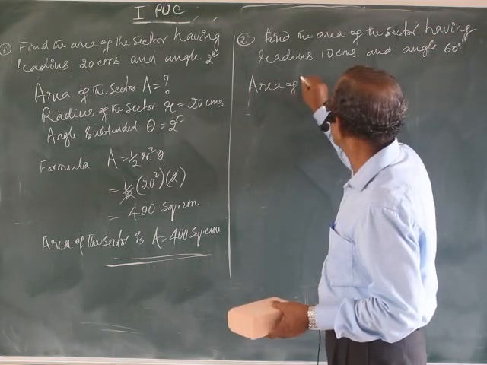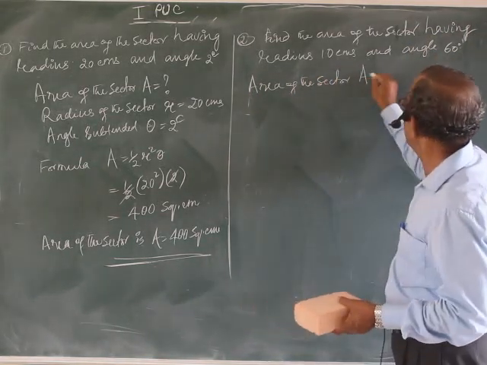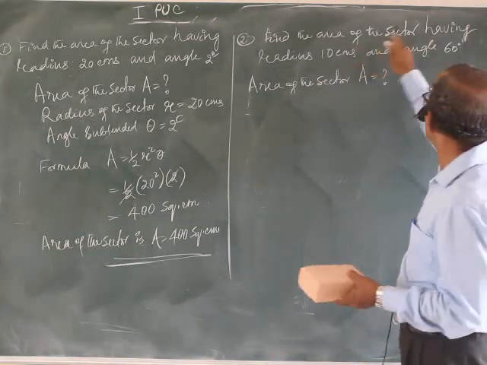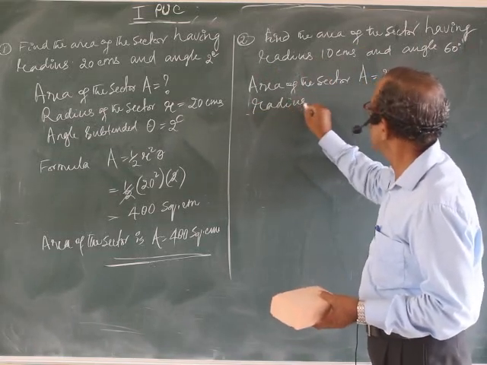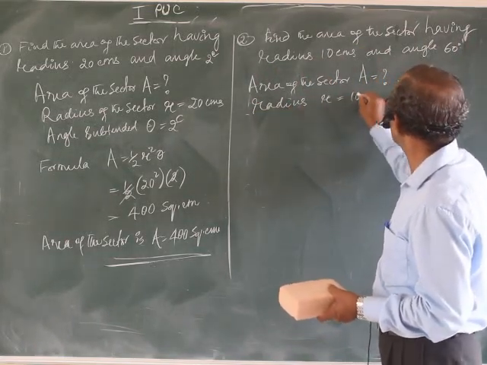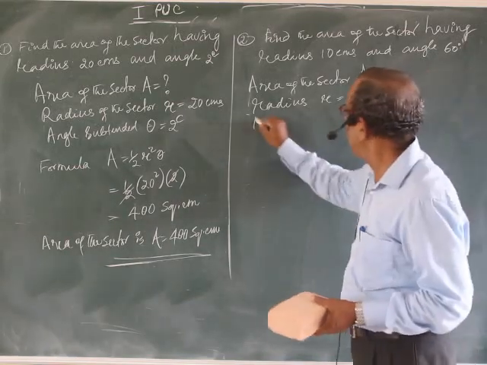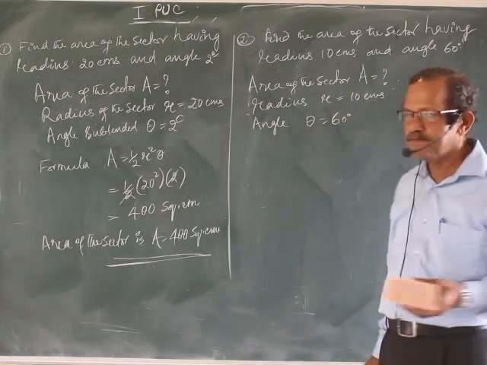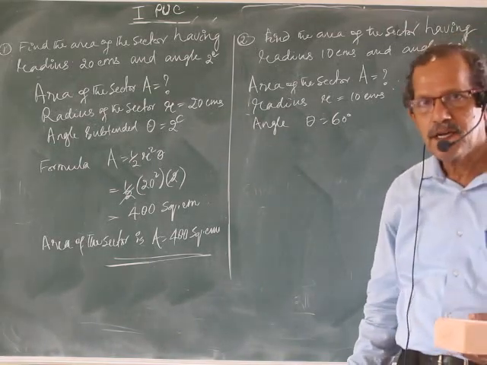Area of the sector, notation A, is not given. Area of the sector having radius, notation R, 10 centimeters. Angle is theta 60 degrees. What is the difference between this problem and the previous one?